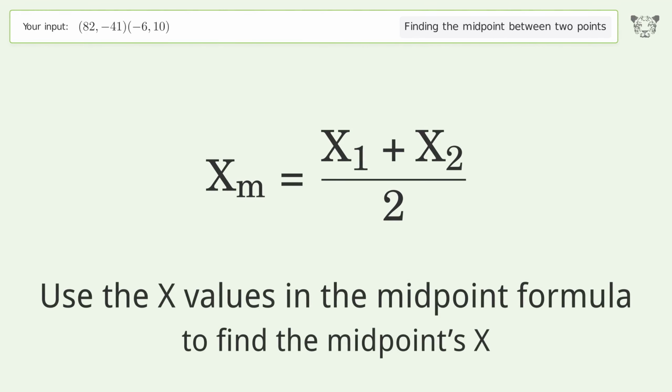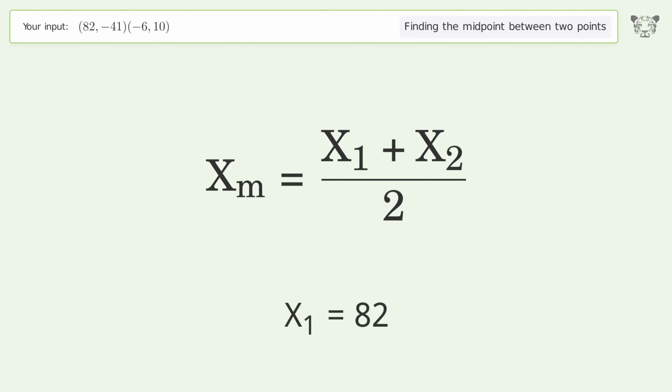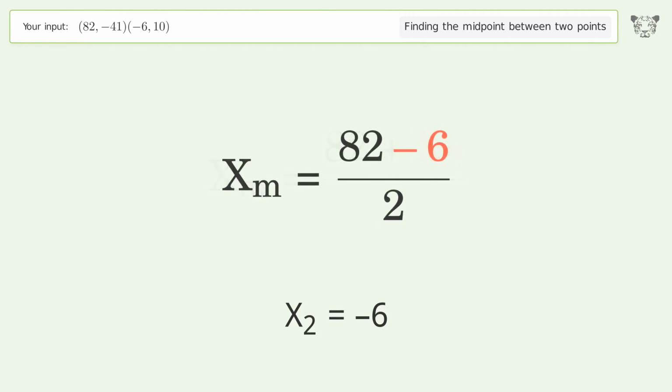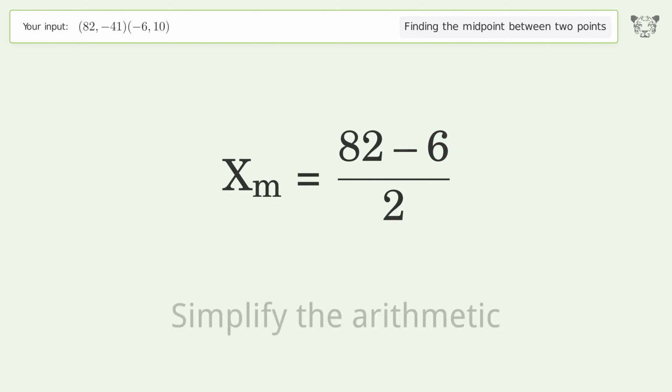Use the x values in the midpoint formula to find the midpoint's x. x1 equals 82. x2 equals negative 6. Simplify the arithmetic.